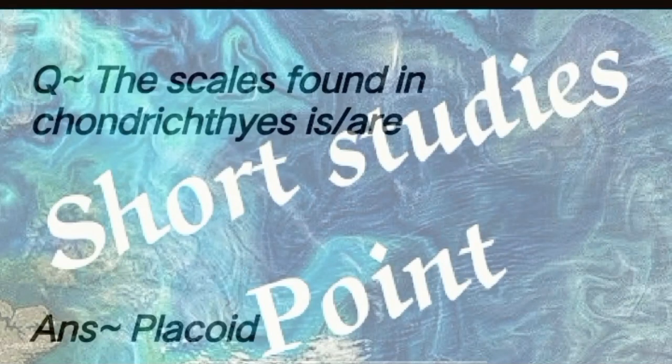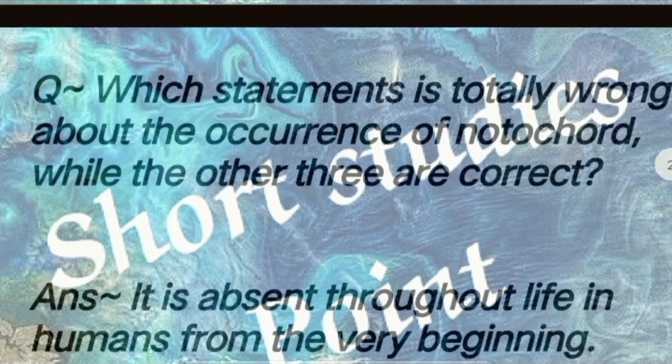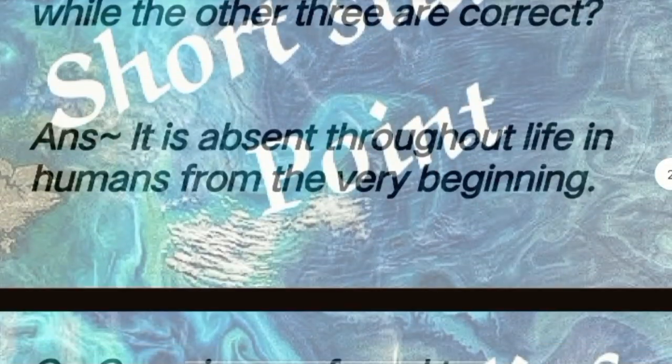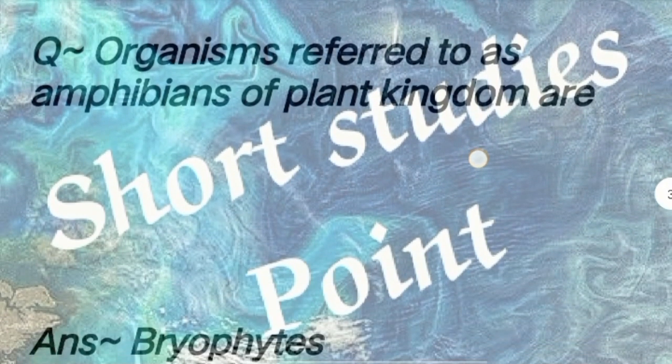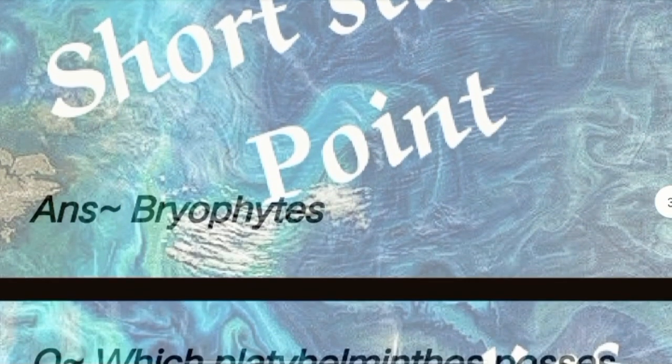The scales found in the contract phase is answer placoid. Next question, which statement is totally wrong about the occurrence of notochord while the other three are correct? Answer, it is absent throughout life in humans from the very beginning. Next question, organisms referred to as amphibians of the plant kingdom are, answer, bryophytes.